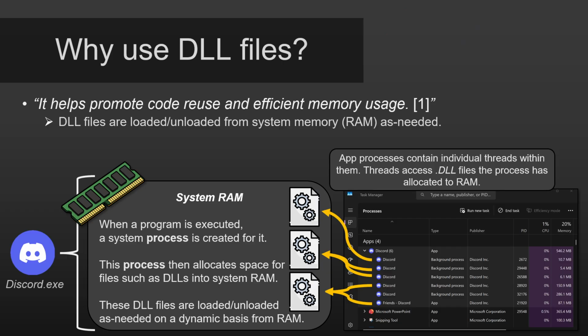So why do we even bother with DLLs? Microsoft's main reason is code reuse and efficient memory usage. When a program like Discord starts, Windows creates a process and loads its DLLs into RAM. Those DLLs can be pulled in or unloaded on demand, so our app only keeps what it actually needs inside of memory.